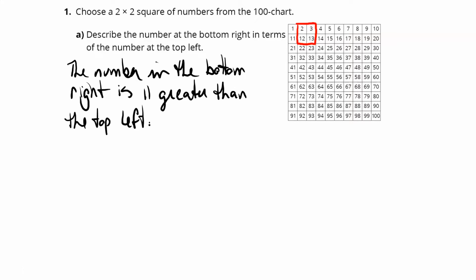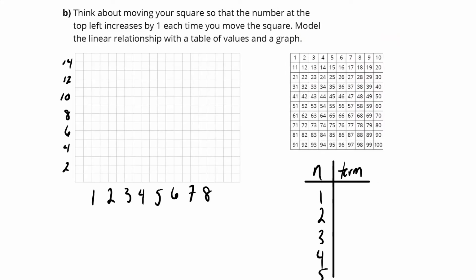So let's go ahead and create a table of values. So we had 1 and 12, 2 and 13, 3 and 14, and so on. And we want to graph that on our graph. So starting off, we've got 1 and 12. So over 1 and up 12. Then over 2 and up 13. Over 3 and up 14. Over 4 and up 15.